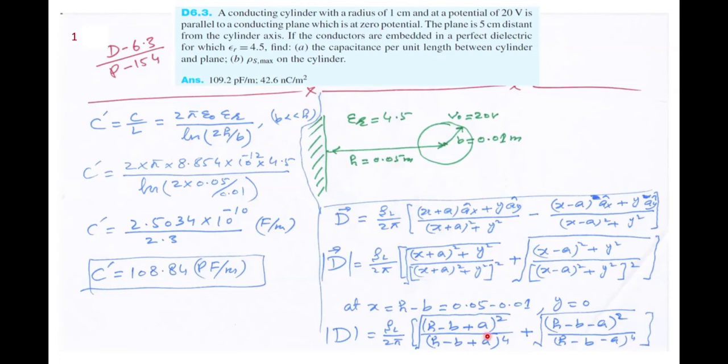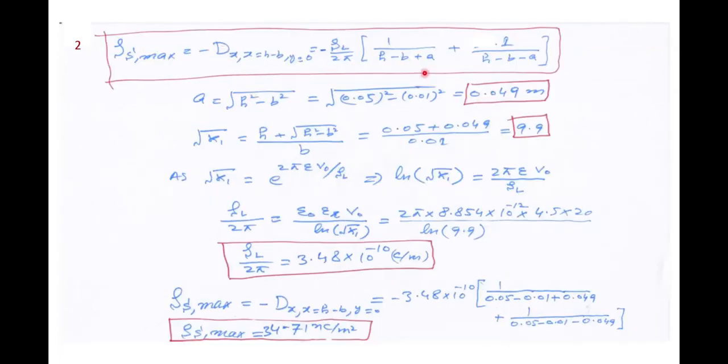After some mathematical manipulation, we obtained this formula: the maximum surface charge density is equal to minus rho L divided by 2 pi, into 1 upon h minus b plus a, plus 1 upon h minus b minus a. In this relation, we need the value of a and the value of rho L divided by 2 pi, which we can obtain using the values of h and b given in the problem.